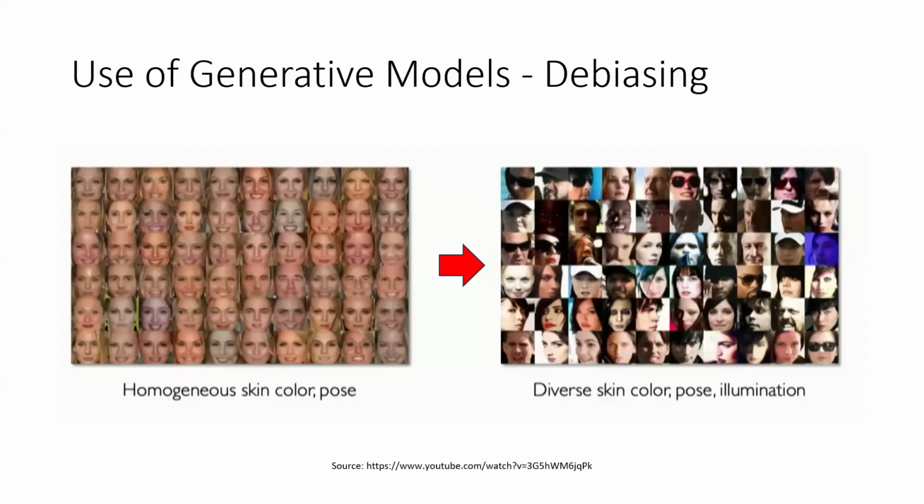So suppose this is what you want to have, but what you have is a homogeneous skin color and pose. So you can use generative adversarial networks, or generative AI, to create a diverse set of data for the data set that you have.